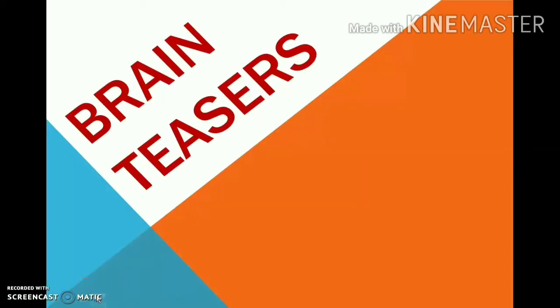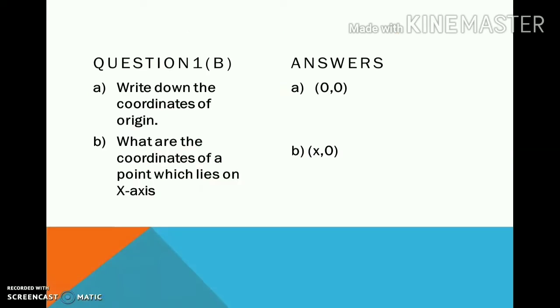Next, let's begin with Grade Teasers. So the first question is write down the coordinates of origin. I think everybody remembers this. These are 0, 0. What are the coordinates of a point which lies on x-axis? Beta, on x-axis y coordinate is always 0. So it is of the type x, 0.